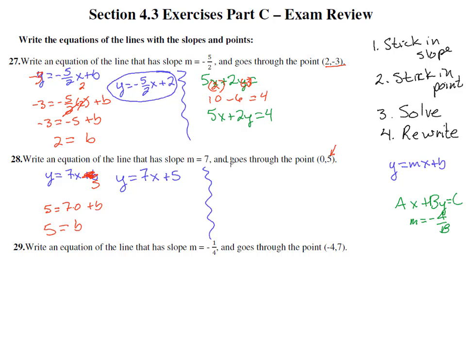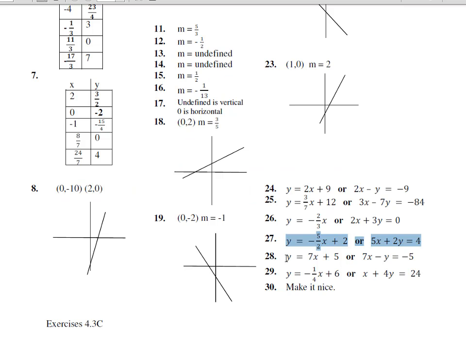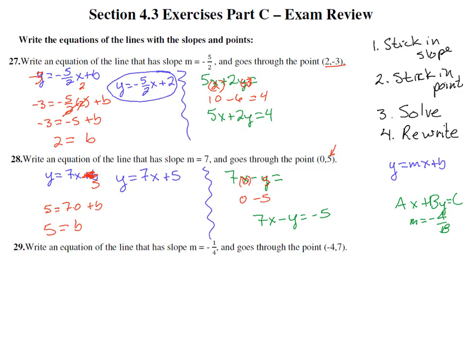Using the standard form, we have 7 over 1, so that's 7x minus, opposite sign, y equals, and then stick in 0, 5. So 7 times 0 is 0 minus 5 is a negative 5. So we write 7x minus y equals negative 5. All right, let's check that answer. Y equals 7x plus 5, or 7x minus y equals negative 5. Correct.